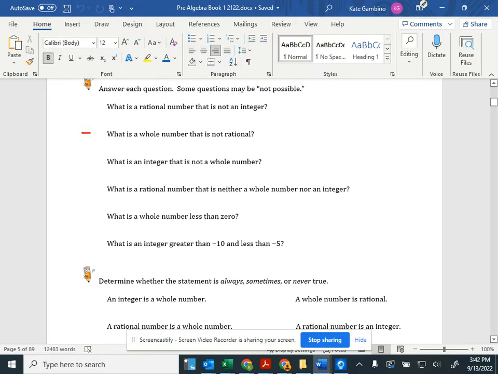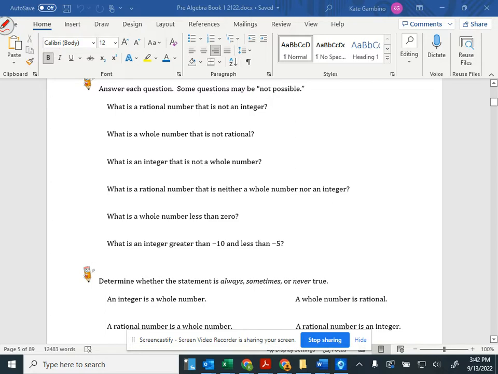So we need to answer each question. Some questions may not be possible. So let's look at our first one. What is a rational number that is not an integer?